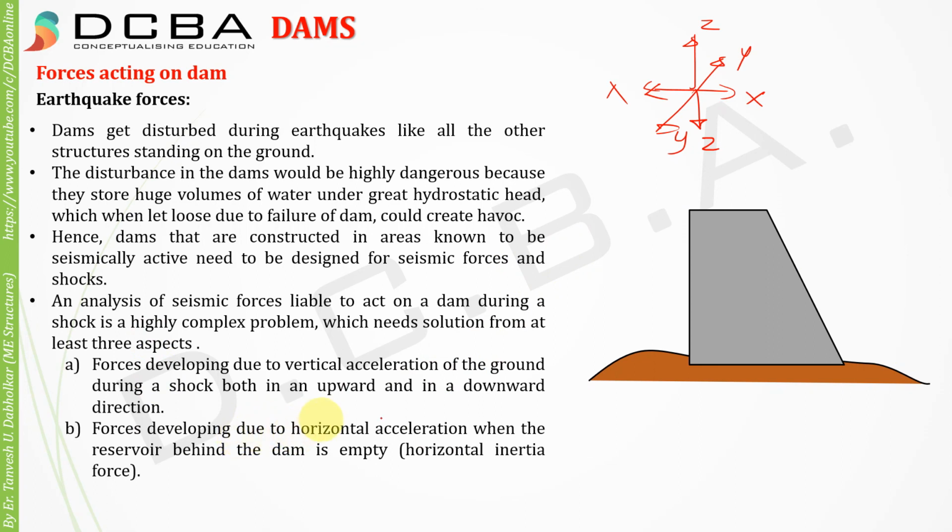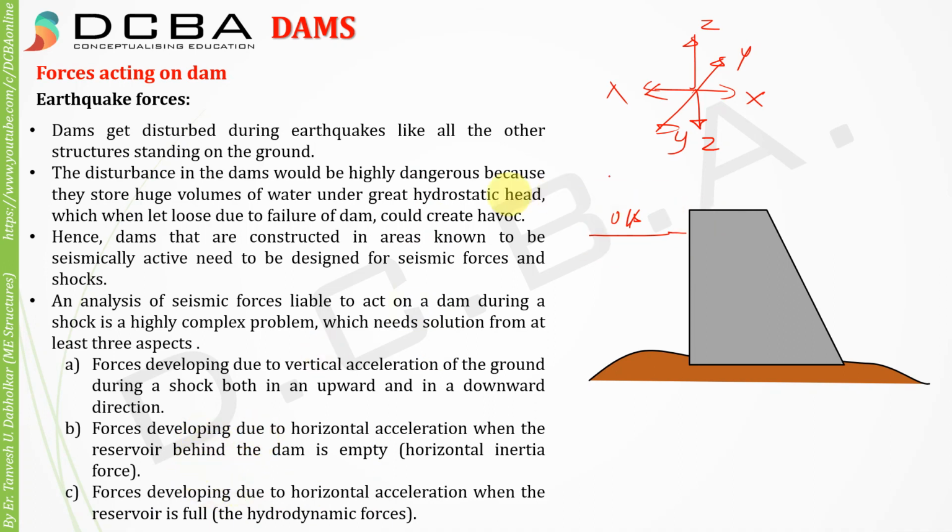Second is forces developing due to horizontal acceleration when the reservoir behind the dam is empty, that is, here is upstream and here is the reservoir. So if the reservoir is empty, that condition we have to first of all take, that there is no water here, the water is only stored on this side. At that time what would be the effect due to earthquake forces. And third is when the forces are developed when upstream and downstream, that is, the reservoir is full on this side and on this side also. So at that time what would be the effect of the earthquake forces.